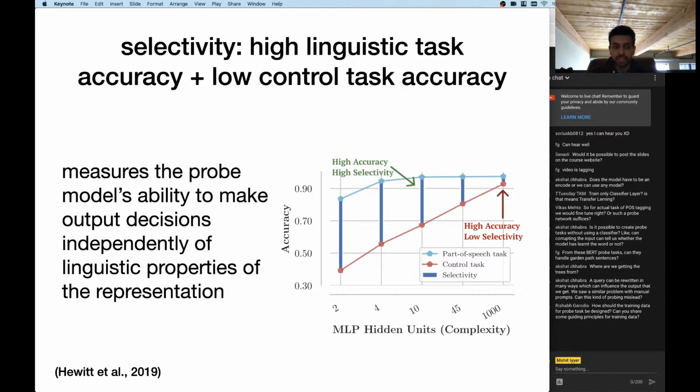Okay, so hopefully that's clear. This is a pretty clever way of figuring out the optimal size of your probe network. You want it to be good at classifying the phenomena that you care about, and bad at classifying something that you don't want it to learn, like some random grouping of words.